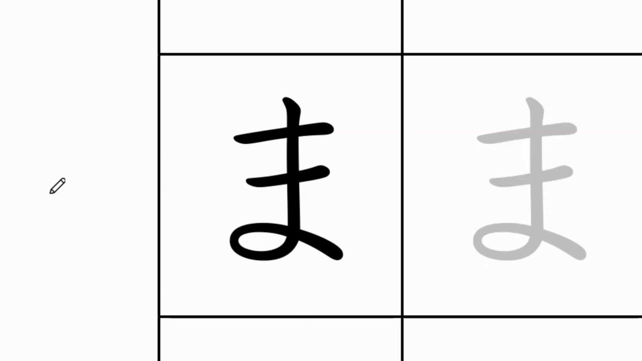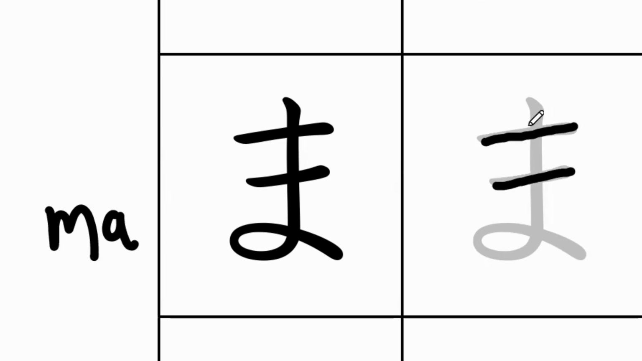The first character of the M row is Ma. So let us see how to make this character. This character Ma has got 3 strokes. So let us see how to make them. The first stroke is like this. The second stroke is like this. And the third stroke is like this. So this is Ma.